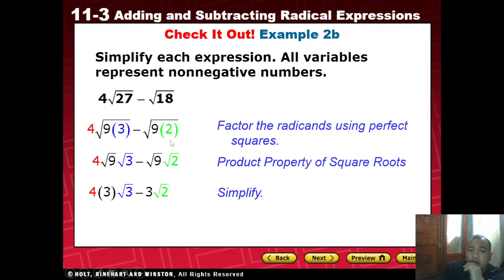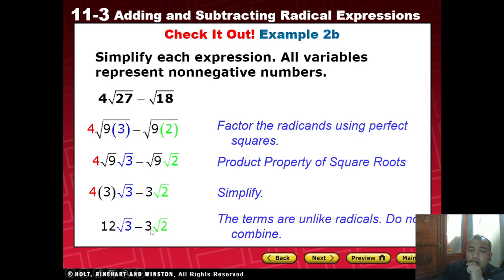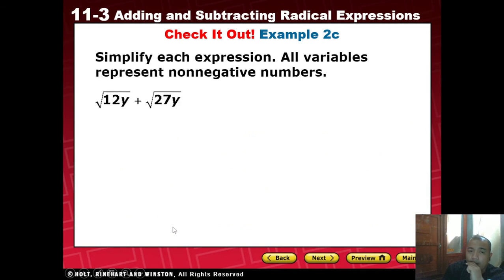Then simplify. Square root of 9 is 3. Square root of 9 is 3. So let us now multiply 4 times 3. That's 12. 12 square root of 3 minus 3 square root of 2. So the terms are unlike radicals, so do not combine anymore. You see the radicand for this is 3 and for this it is 2, so they are unlike radicals, so do not combine them.